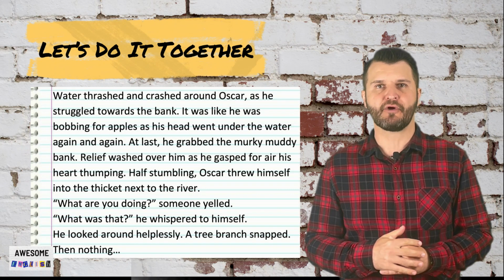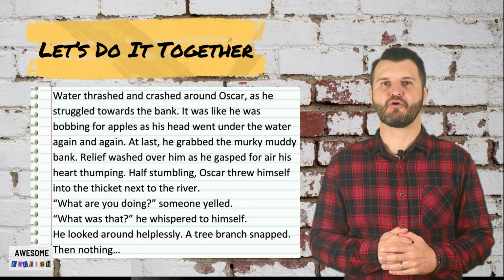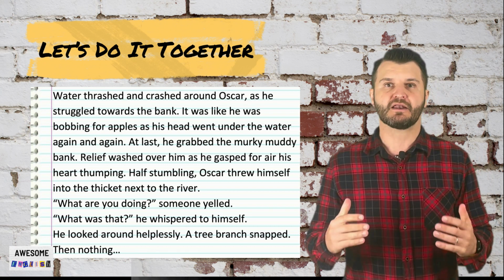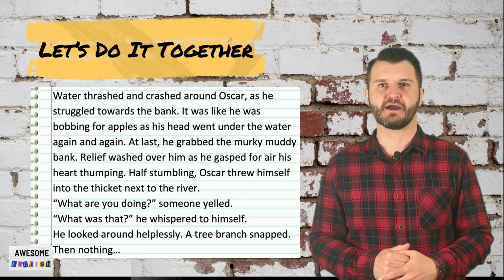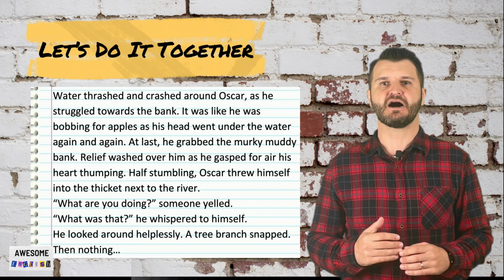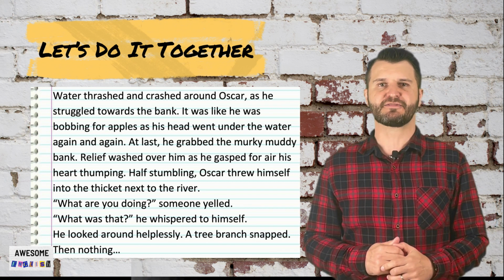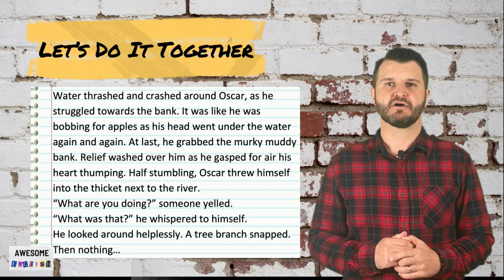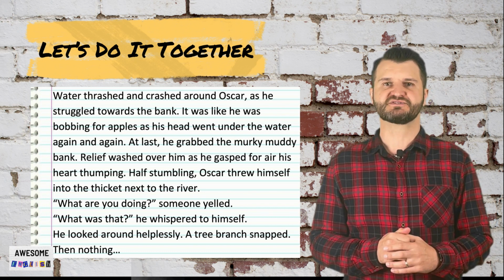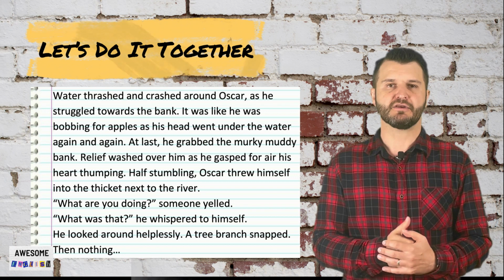Water thrashed and crashed around Oscar as he struggled towards the bank. It was like he was bobbing for apples as his head went under the water again and again. At last, he grabbed the murky, muddy bank. Relief washed over him as he gasped for air, his heart thumping. Half stumbling, Oscar threw himself into the thicket next to the river. "What are you doing?" someone yelled. "What was that?" he whispered to himself. He looked around helplessly. A tree branch snapped, then nothing.